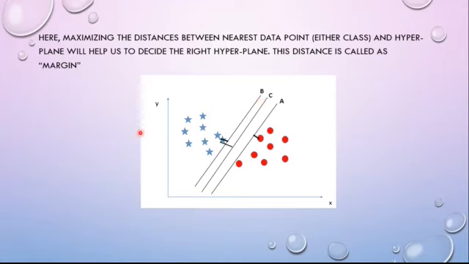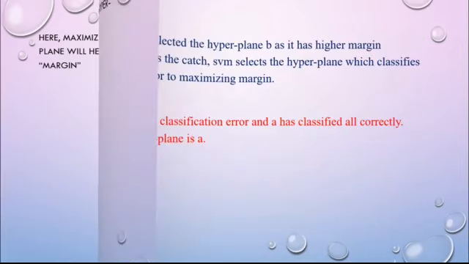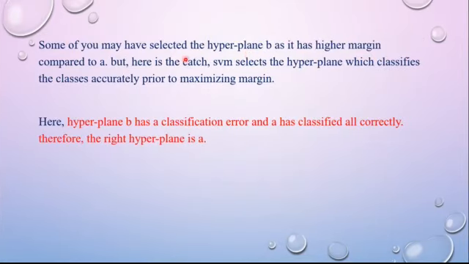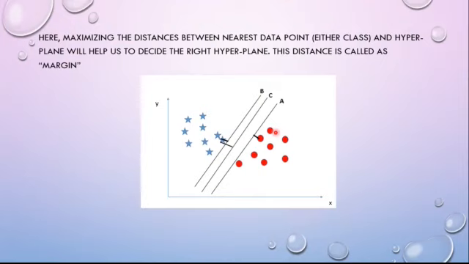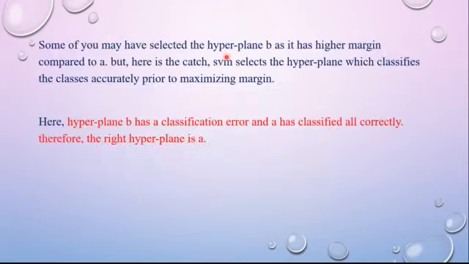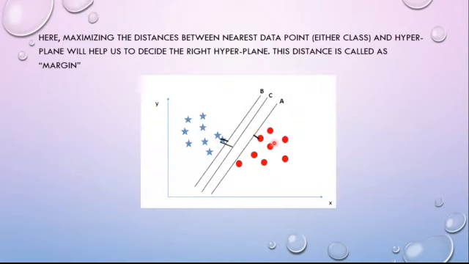At last we can go for the conclusion. Some of you may select hyperplane B as it has the highest margin compared to A. Just see the diagram, B has the largest margin from the closest data points. But SVM selects the hyperplane which classifies the classes accurately prior to maximizing the margin. Hyperplane B has a classification error and A has classified all correctly. Therefore, the right hyperplane is A. Just remember and underline this.